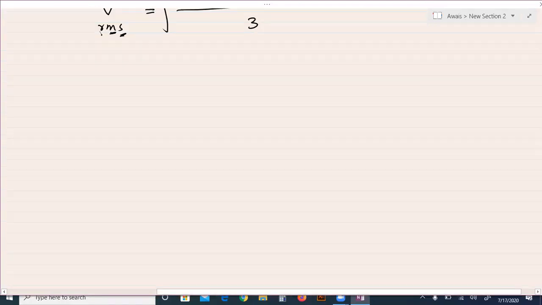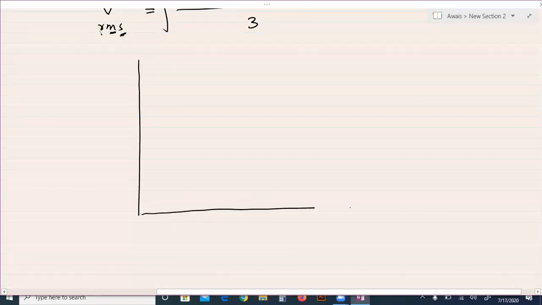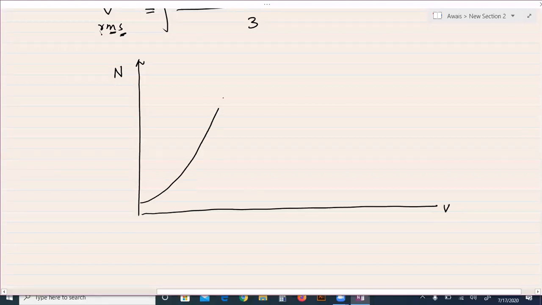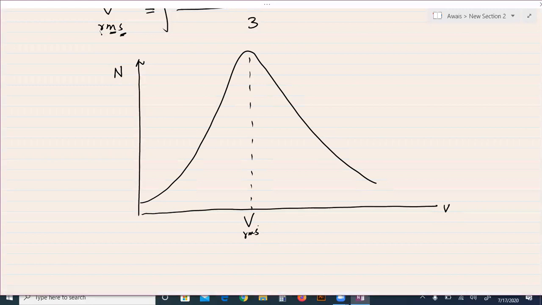Now, according to Maxwell distribution, this is the number of molecules of the gas and this is the speed. So the majority of the molecules are having this VRMS. So this speed is VRMS, according to the Maxwell-Boltzmann distribution, right?